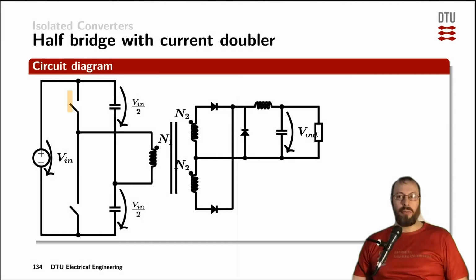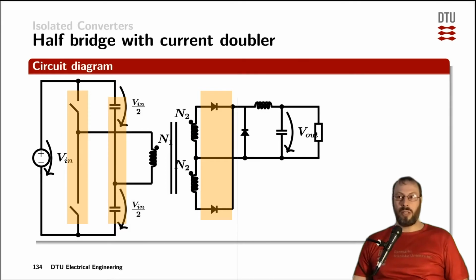The half-bridge converter is another Buck-derived converter and has its name from those two switches here, which are connected in a half-bridge. The other half of the bridge are the two capacitors over here. In this case, I'm drawing it with the current doubler, formed by the two diodes on the secondary side.